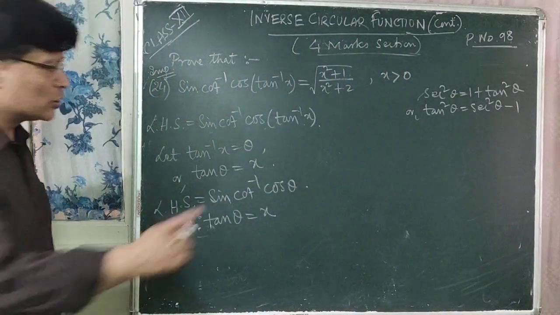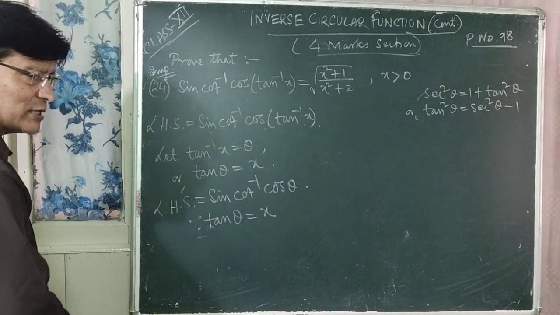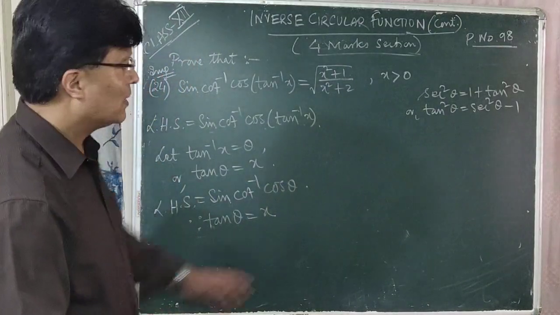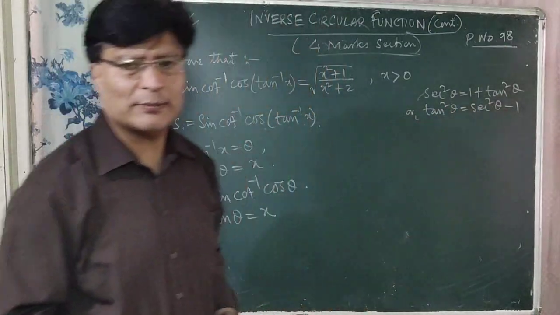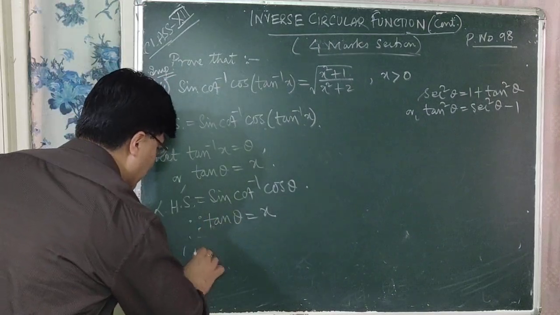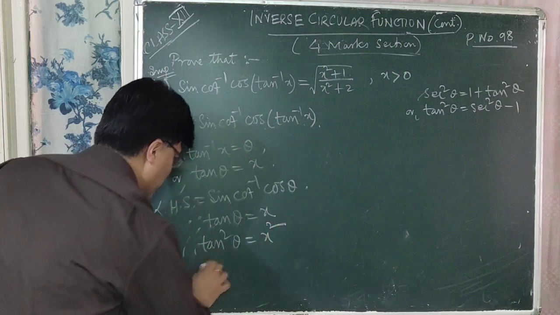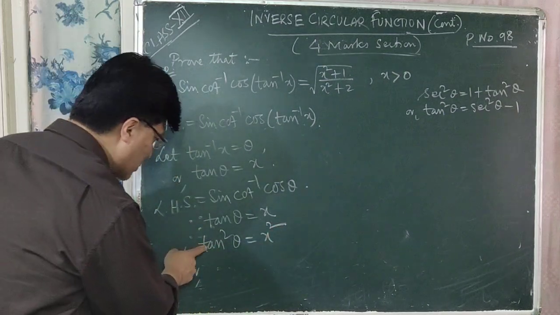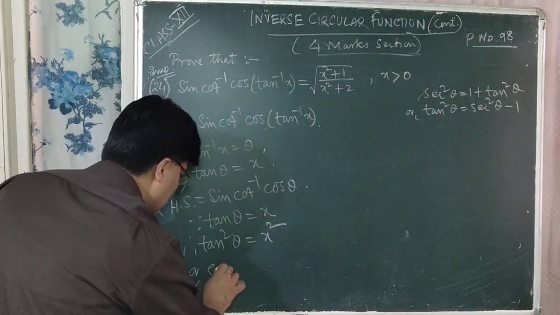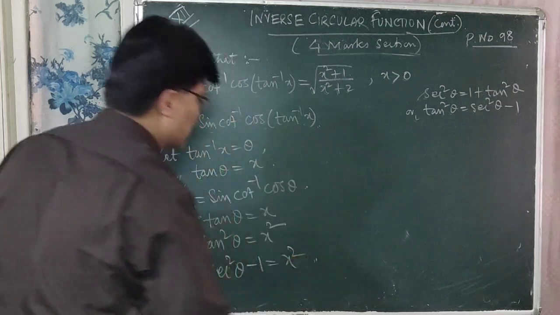Right? So let us square both the sides. Or you may write tan theta is root over sec square theta minus 1, you can also write it. So let us square both the sides. What do we get? Tan square theta is equal to x square, and the formula for tan square theta is sec square theta minus 1. So it is sec square theta minus 1 is equal to x square, right?